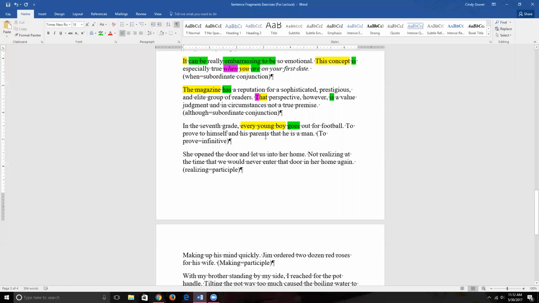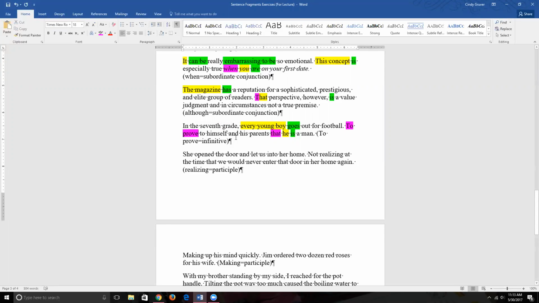To prove to himself and his parents that he is a man. Well, we do have a subject here. We have he. You can probably tell by its placement in the sentence, though, that this is not going to work. And we have a verb, is. But we have this subordinating conjunction right here, the "that." And we also have our infinitive "to prove," which I'm also going to put in pink.